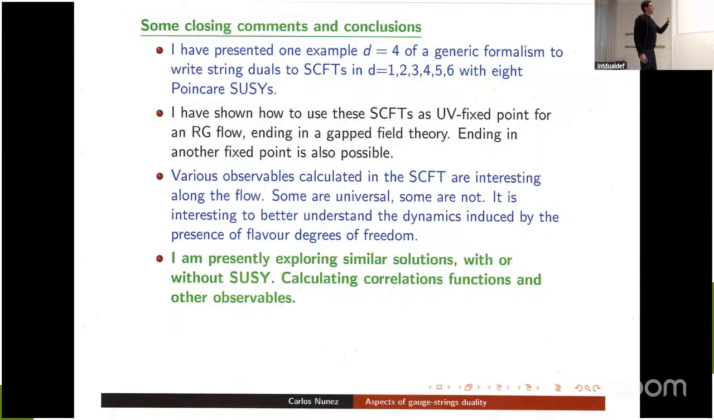Some of these observables are universal, some are not. And it's interesting to better understand the dynamics of these things in the presence of the flavor degrees of freedom. I'm presently exploring these things with and without supersymmetry in different situations. Thanks very much. Sorry for holding you so long.